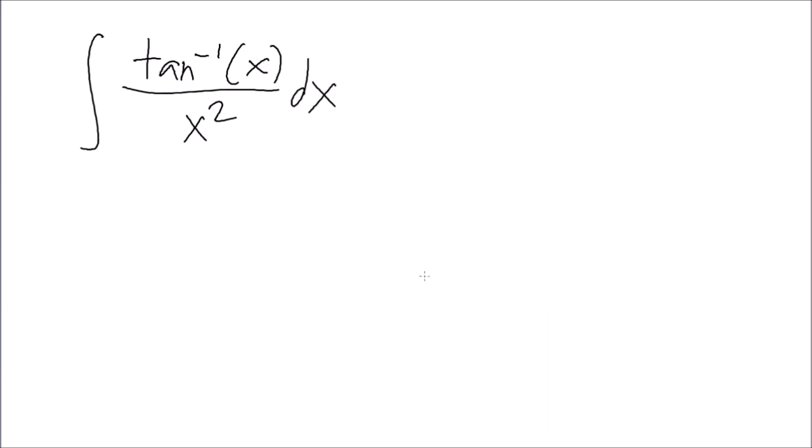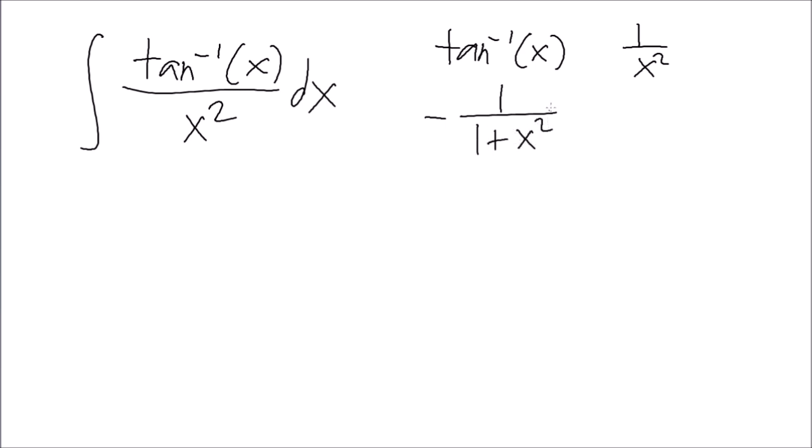This seems like integration by parts because I can derive inverse tangent and I can integrate 1 over x squared. It's not x squared, it's 1 over x squared. So, deriving inverse tangent, integrating 1 over x squared. So be very careful with that. So now the derivative is just 1 over 1 plus x squared. And then the integral is negative 1 over x.